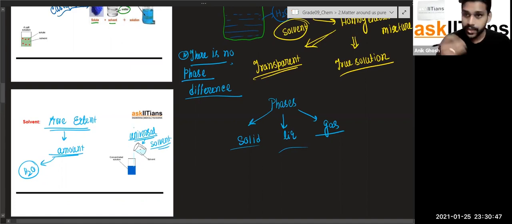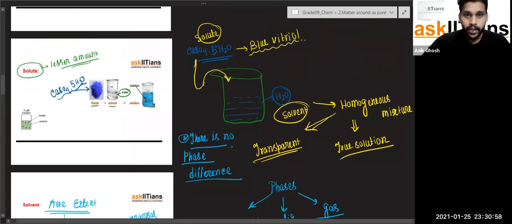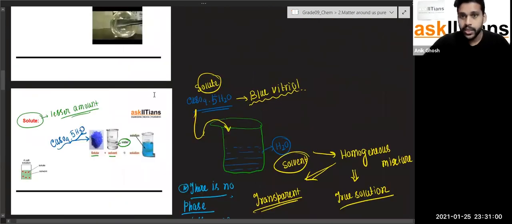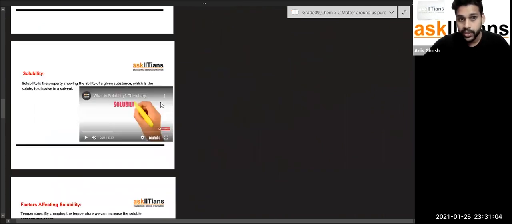Fine. So that is the thing about solute and the solvent. I think you got it. So in solutions, there are two parts. One is the solute, another one is the solvent. Fine. Now, as we have got it, solution is always a homogeneous mixture.